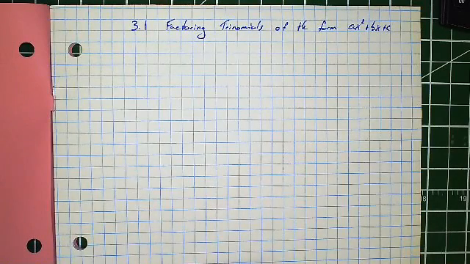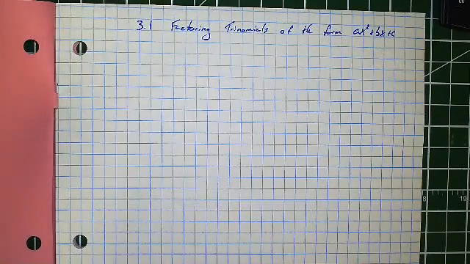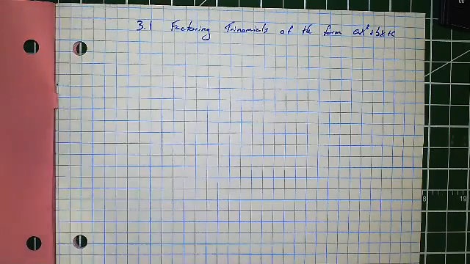This is 3.1, factoring trinomials of the form ax squared plus bx plus c. This first part, 3.1, is actually a direct review from grade 10, which is good. I also find a lot of you do need a little bit of a reminder of what we did.